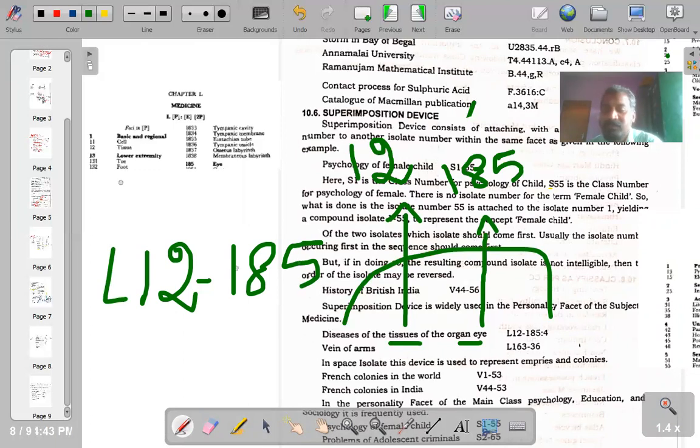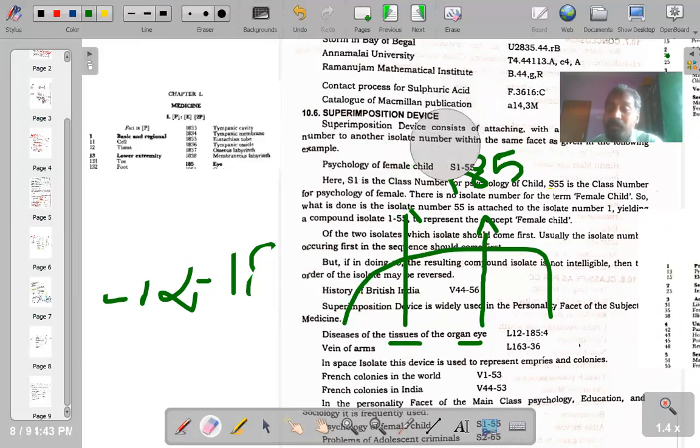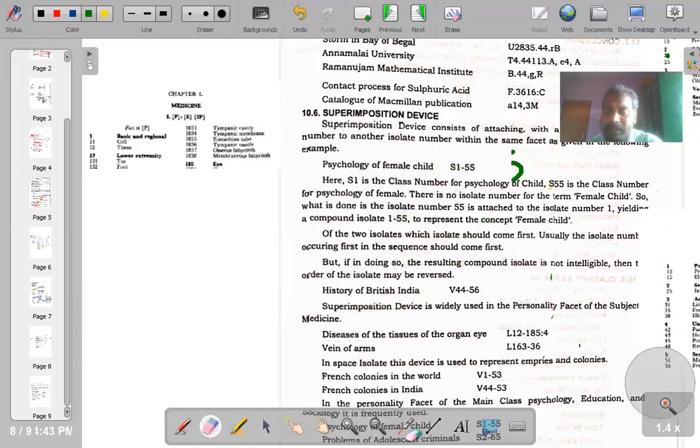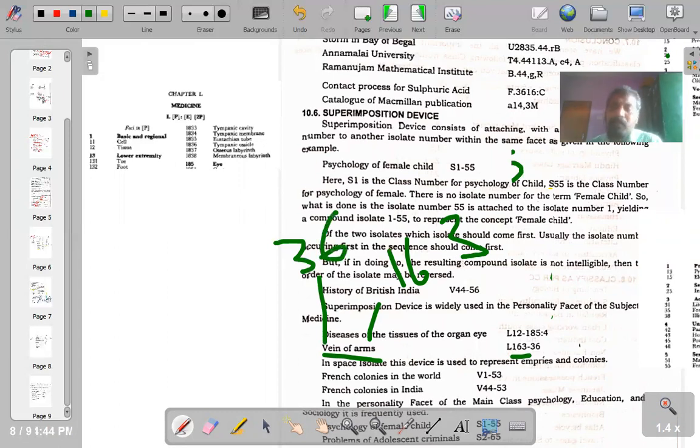See how nice it is? How nicely Ranganathan has defined and discussed all these important components. The same way, this is another example: veins of arms. You can see here, vein of arms. So two numbers are required. I want to know the number for vein and the number for arms. Number for arms is 163. The number for vein is 36. Both are personality. Both are in the main class L, medicine.